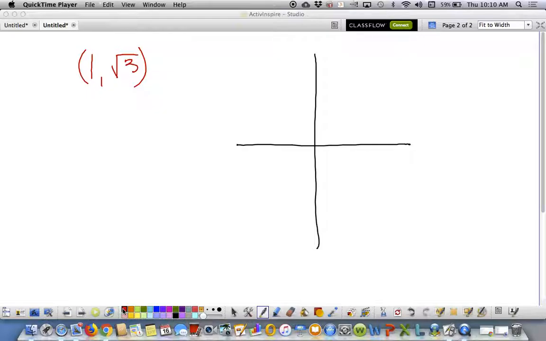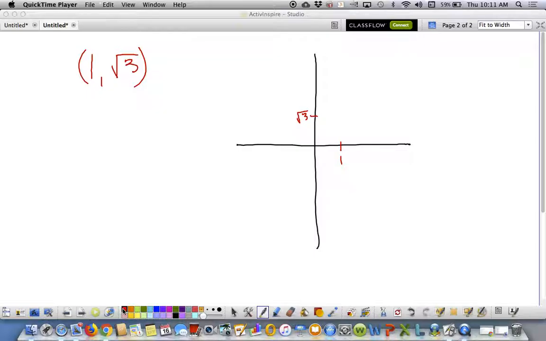Which quadrant are we in? Quadrant 1. So question, will everything be positive? Yes. So if we go over 1, a little exaggerated, and do you know square root of 3 is approximately 1.7. It's less than 2. How do you know it's less than 2? Because the square root of 4 is 2.